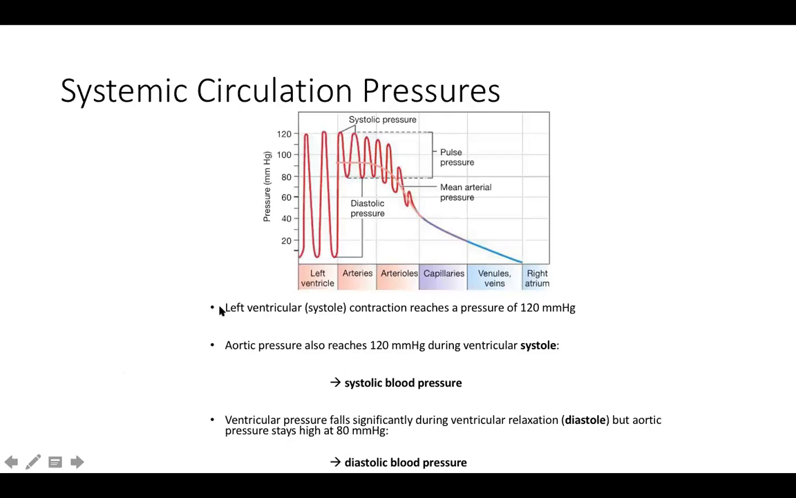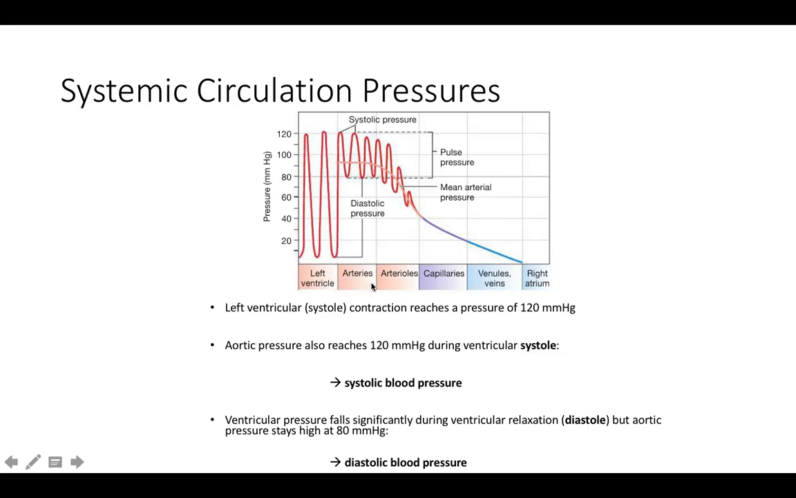So if we look at a chart of the pressure in millimeters of mercury across each section of the circulatory system, start in the left ventricle. During relaxation or diastole, that pressure is very low, only a few millimeters of mercury. During contraction, that pressure goes way up. It goes up to almost 120 in normal circumstances. And so that's during systole. The left ventricle relaxes and contracts. And so there's this pressure wave as it contracts and relaxes.